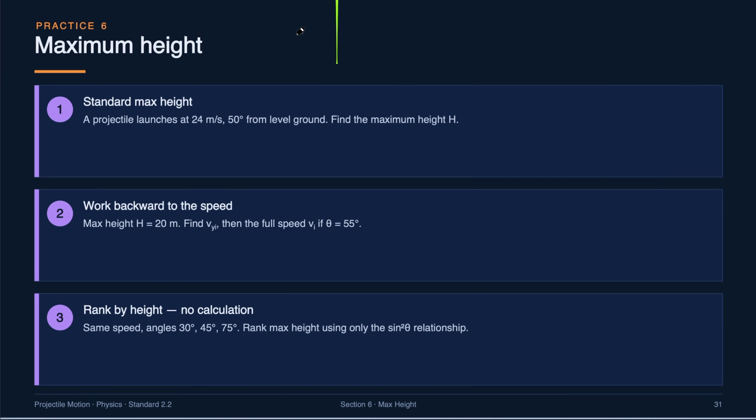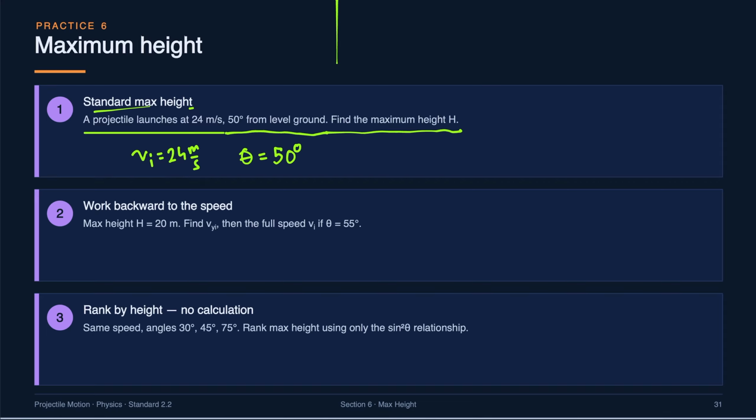Okay, I'm assuming you gave it a try. Standard max height. So this seems like a regular equation. A projectile launches at 24 meters per second, 50 degrees from level ground. Find the maximum height h. Velocity initial is going to be 24 meters per second because they tell us that that's the velocity initial vector. Angle, or theta, is 50 degrees from level ground.